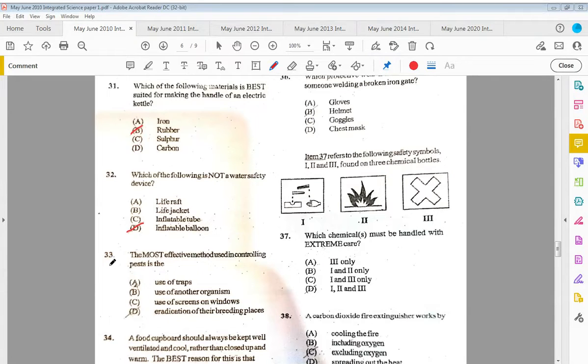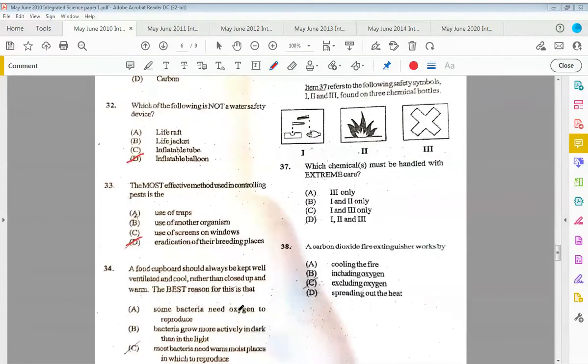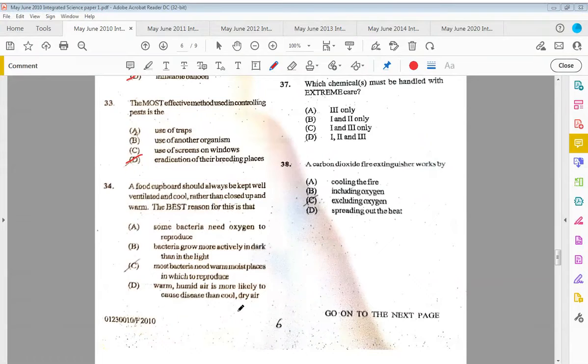33. The most effective method used in controlling pests is D, the eradication of their breeding places. So, yes, we can use traps and biological methods and also physical methods, but that means there are still pests, right? We're just controlling the pests coming into our space. But if we get rid of their breeding places, then that is the best way to control pests.